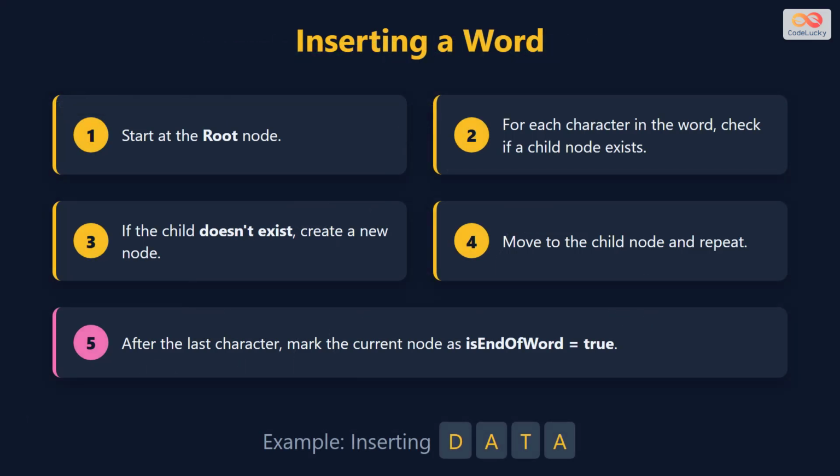To insert a word, we start at the root. We look for the first character. If a path exists, we take it. If not, we create a new node. We repeat this for every character. Once we place the final character, we mark that specific node as the end of a word, sealing it into our dictionary.